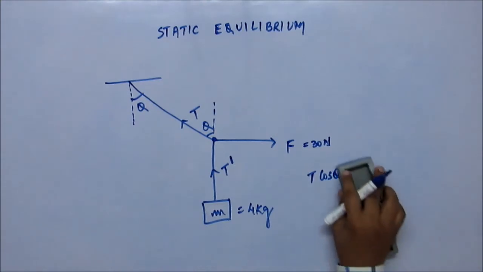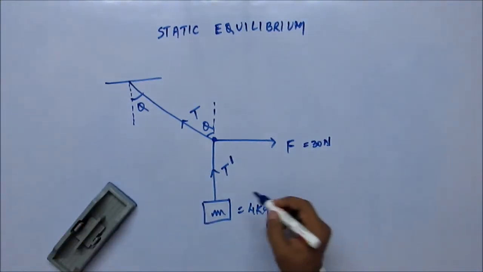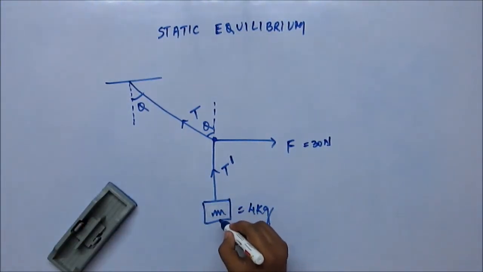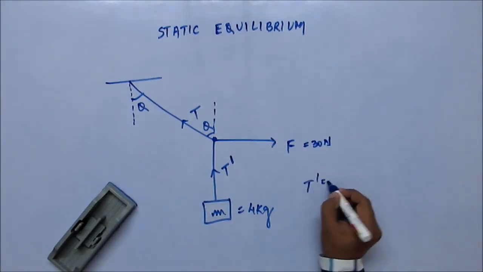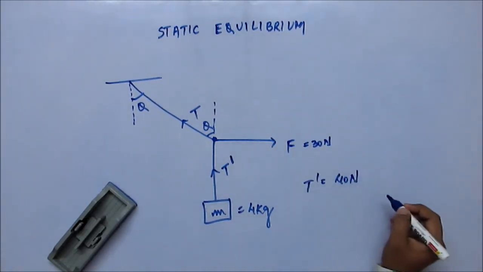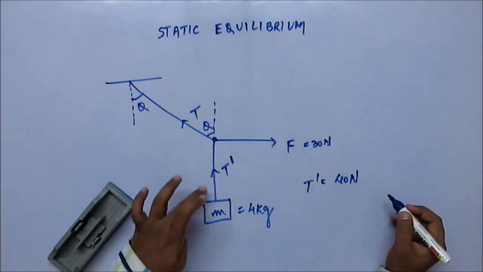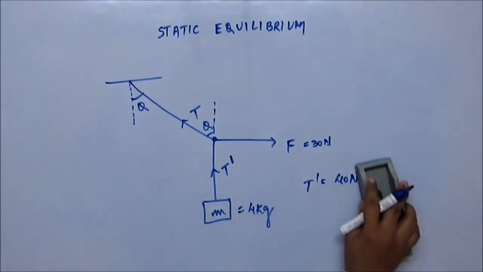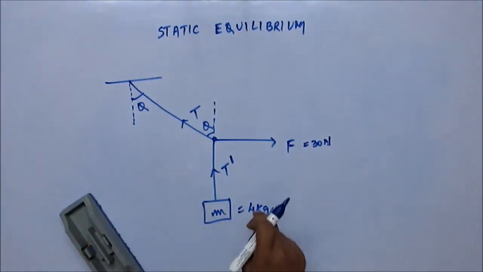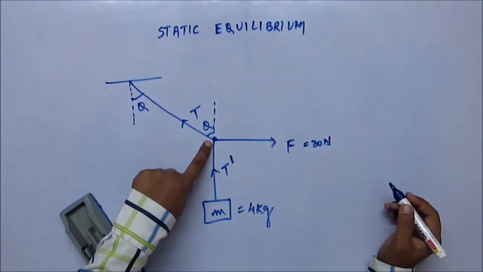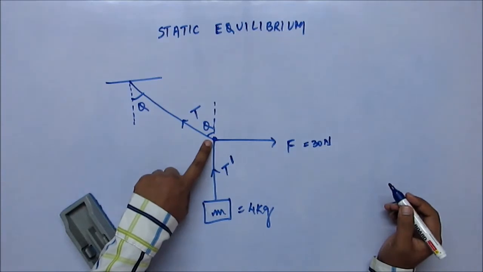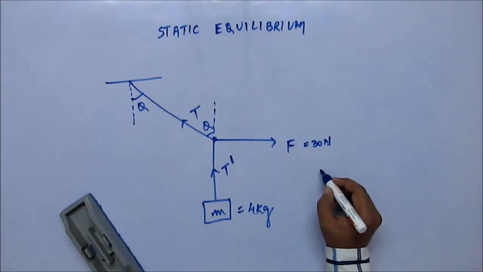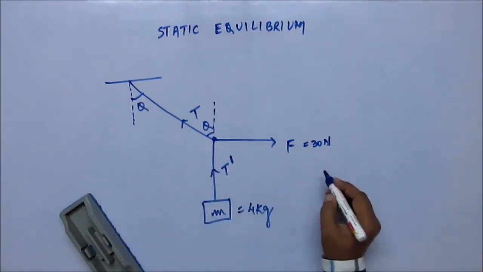For the reason that if you find T dash first, if you write the equation of equilibrium for this mass in vertical direction, T dash will come out to be 40 Newton. T dash is equal to mg. If T dash is 40 Newton and then we calculate T, it won't come out as 40 Newton. So for now, we have calculated T dash as 40 Newton and we are writing the equation of static equilibrium for this point mass, this knot here. Then let's write it in the vertical direction.